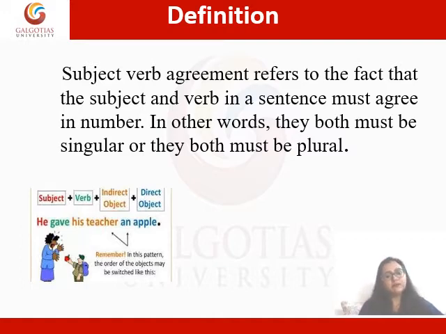Let's take the example. He gave his teacher an apple. Here, he is the subject, gave is the verb, his teacher is the indirect object and apple is the direct object.